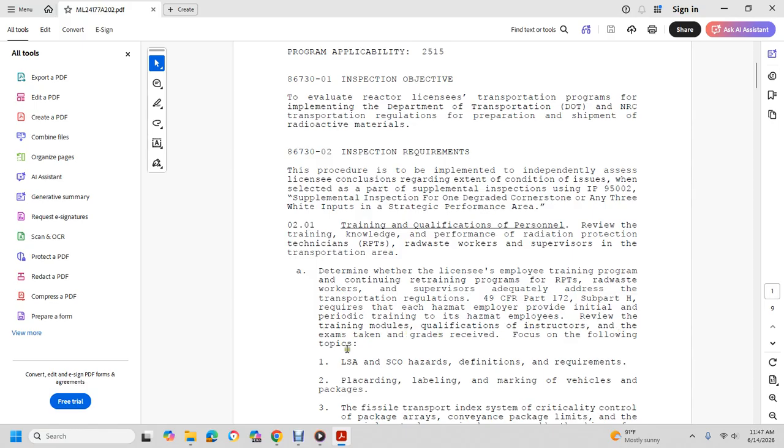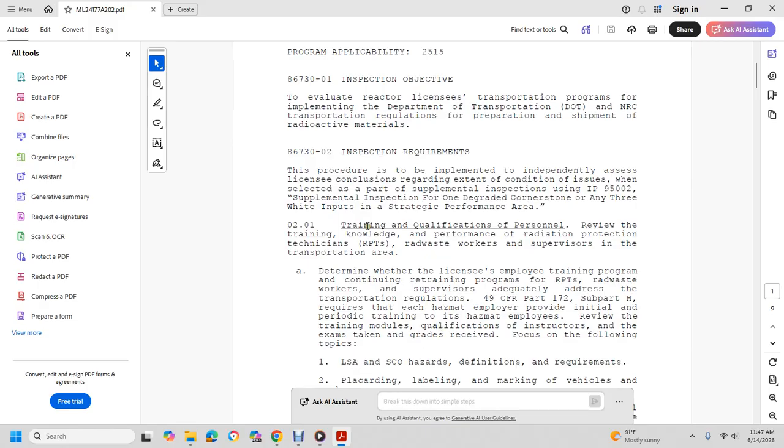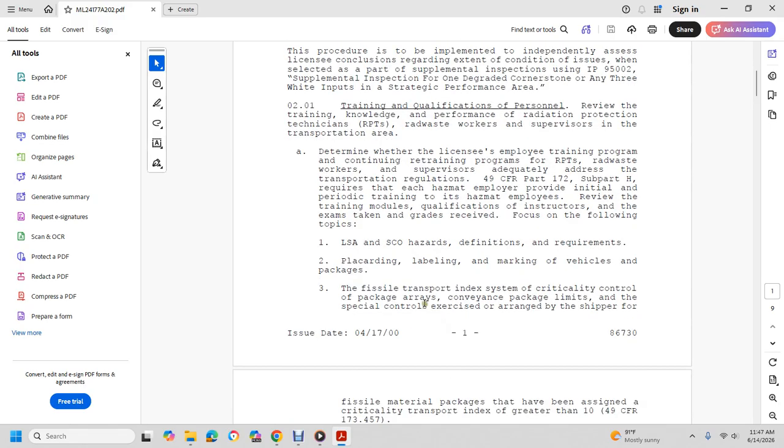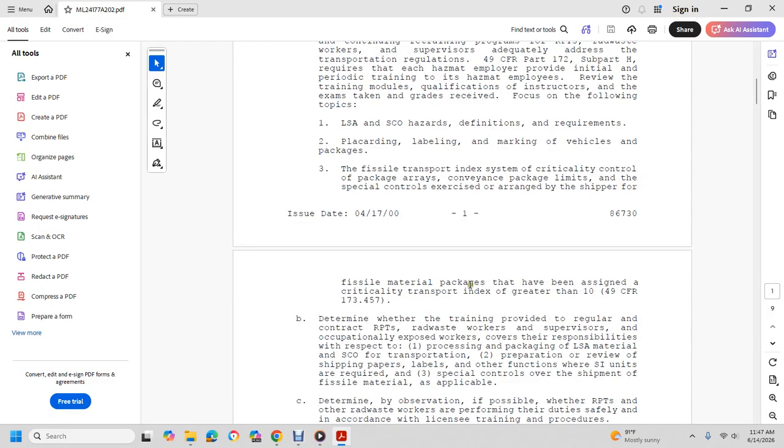Receive focus on the following topics: the LSA, the SCO hazards, definition requirements, placarding, labeling, marking of vehicles and packages, fissile material, fissile transfer, transport index, the critical control of the package array with package limits, and the special controls over fissile material, where packages have been assigned a criticality safety index greater than 10.